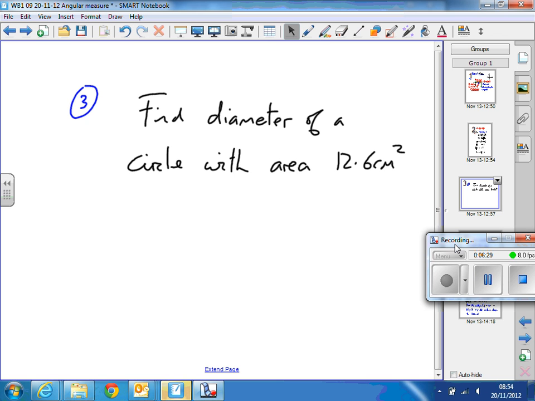So, first of all, we've got the formula for the circle we need to remember, which is area equals pi r squared. But I want the radius. I'm after the diameter, and the radius is half the diameter, so this formula allows me to find the radius. So once I've got the radius, I'm just going to double that to get the diameter. So that's my plan. So what I'm going to do now is to rearrange this formula.